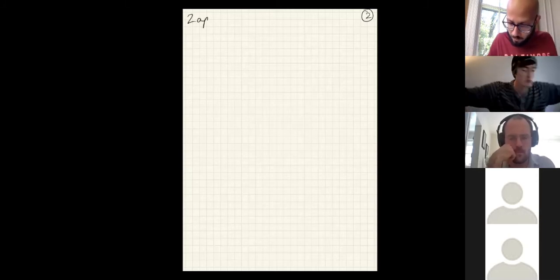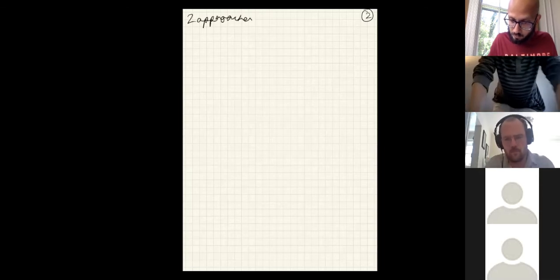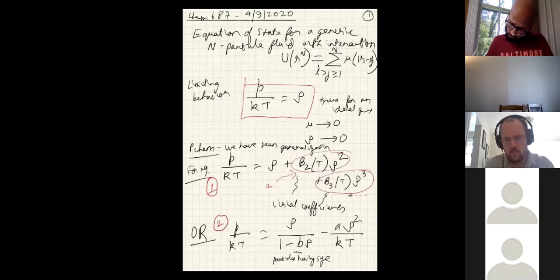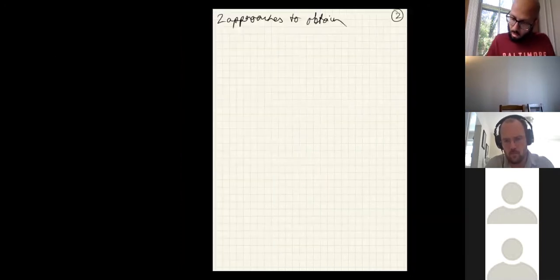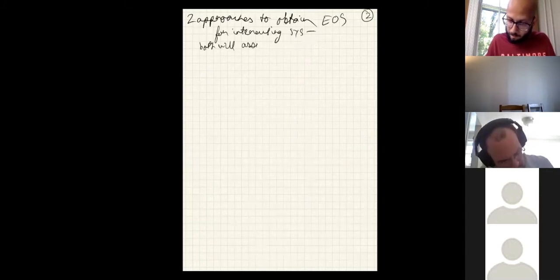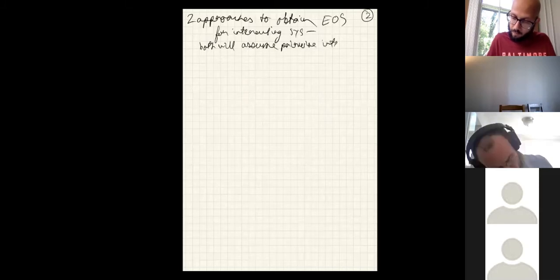We're going to take two approaches to obtain the equation of state, which I'm going to abbreviate as EOS, for interacting systems. Both will assume pairwise interactions only, and spherically symmetric molecules. So in this limit, that's what we are going to derive.